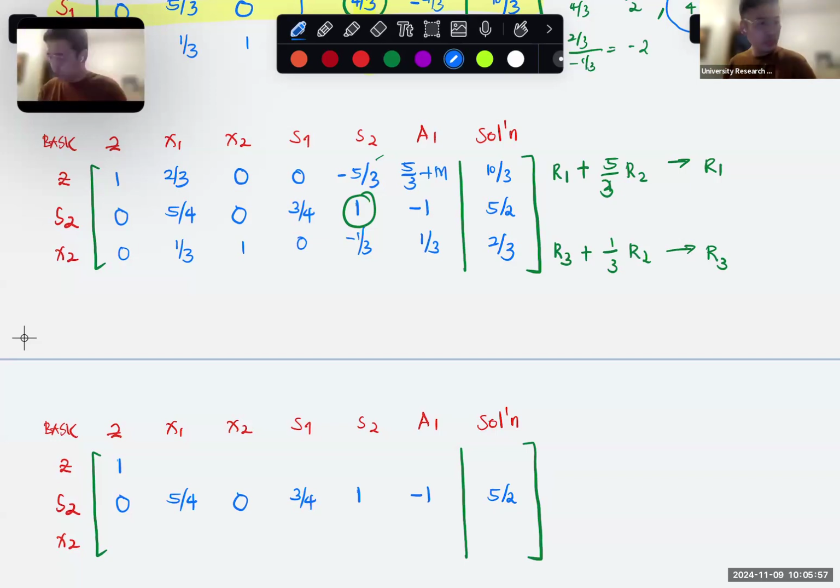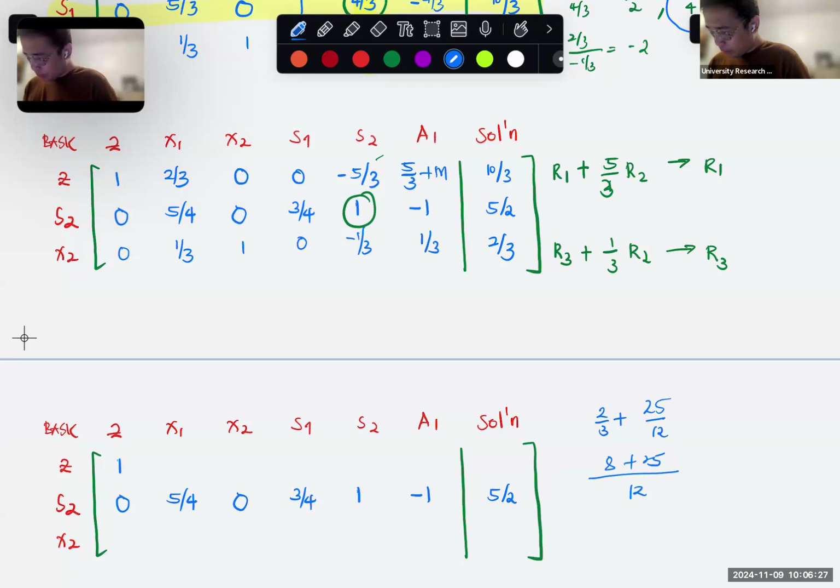Wala akong calculator. Mano-mano natin. R1 is 2/3 plus 5 times 5, so 25. So 3 times 4 is 12. We have 12, 3 times 4, 8 plus 25. So that is 33 over 12. So 33 over 12, divided by 3, it's 11 over 4.